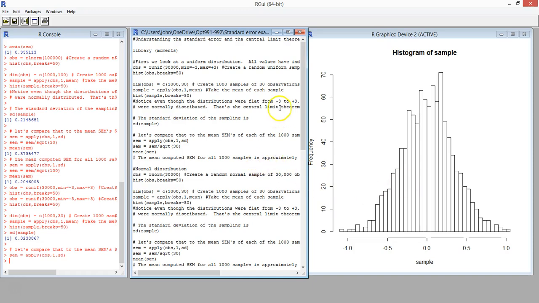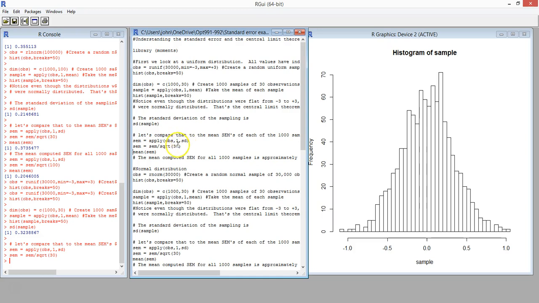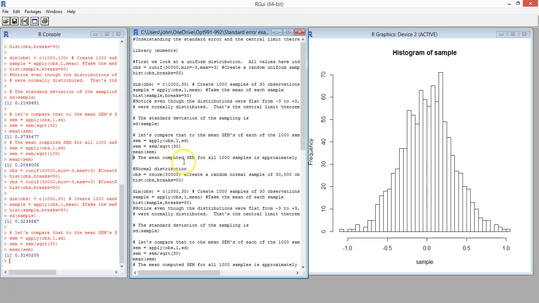So this standard deviation was the standard deviation of this sampling distribution of means. What if we compute the standard error for each of the 1,000 samples? We find each sample's standard deviation, divide it by the square root of n, which is 30, and then take the mean of all those estimated standard errors. And that mean is 0.31. Notice that 0.31 is very close to the 0.32. In other words, the mean of our estimated standard errors, if we did 1,000, would be very close to the actual standard deviation of the sampling distribution.